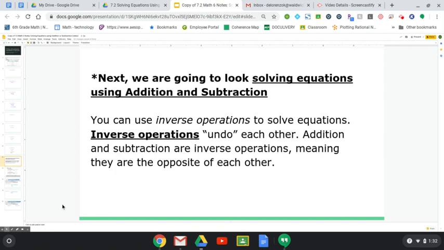What we're going to do next is look at how we can solve an equation using addition and subtraction to determine the value of the variable in the equation. We use what we call inverse operations to solve equations. Inverse operations undo one another. So we look at addition and subtraction in one lesson because those are considered inverse operations, because they are opposite operations of one another.